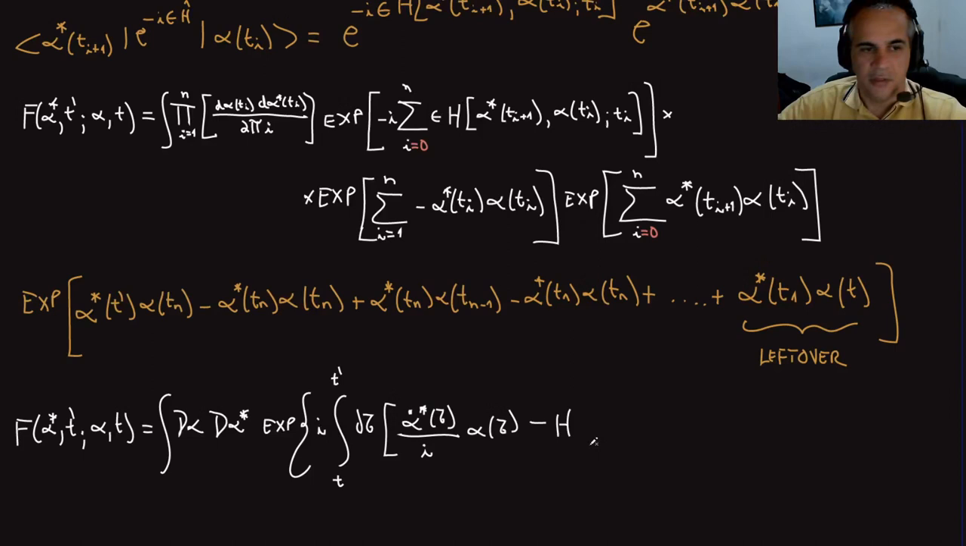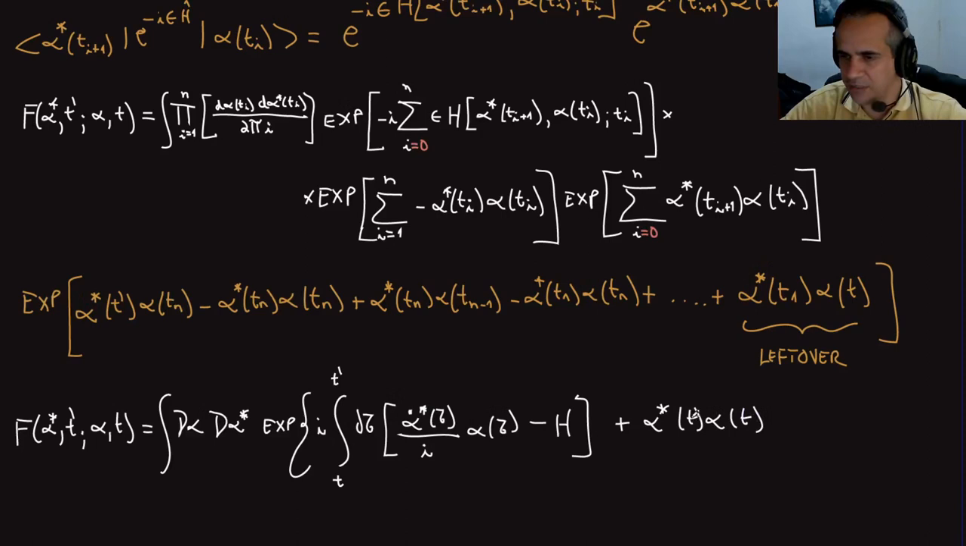But then I have this leftover term, which is not in the integral. It's just a sum over many of these. It's just alpha star. And of course, t_1 and t become the same once I go to the continuum limit. And that becomes alpha star of t, alpha of t, calculated at the final point of the trajectory, right? This is calculated at the point, not to be confused with tau that is covering the whole way between t and t prime. This is a fixed time, right? And this is the expression for F.